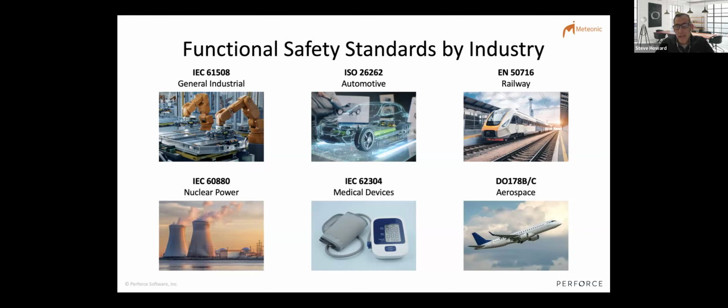So all of those are different standards for different industries, but they all fundamentally follow the same pattern in terms of specifying requirements to help ensure that systems are safer to use, and in the event of a failure, they will have mitigating strategies.